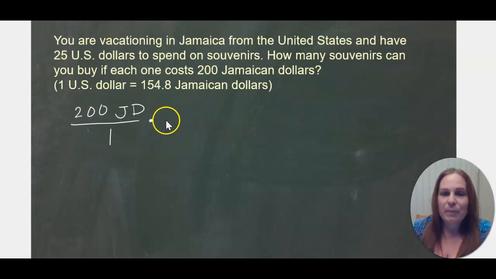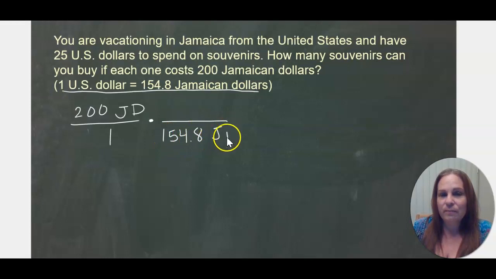Then I'm going to multiply by my conversion factor. But remember, I want the Jamaican dollars to cancel out, right? So I'm going to take this conversion factor and put Jamaican dollars on the bottom of the fraction, because I have Jamaican dollars on the top. I need them to cancel. And then 1 US dollar on top. So now Jamaican dollars will cancel.